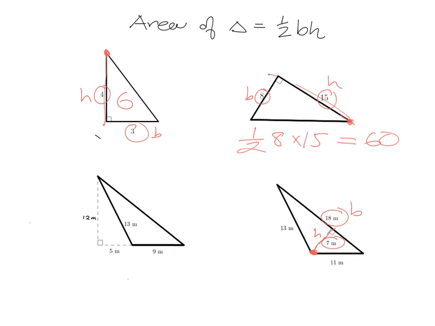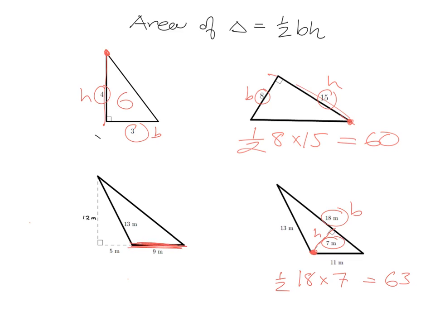It is 7. And so here we can say that our area will be half 18 times 7, and half of 18 is 9, 9 sevens are 63. So we've got our area. There's one other funny situation we can have, and that's this one here.